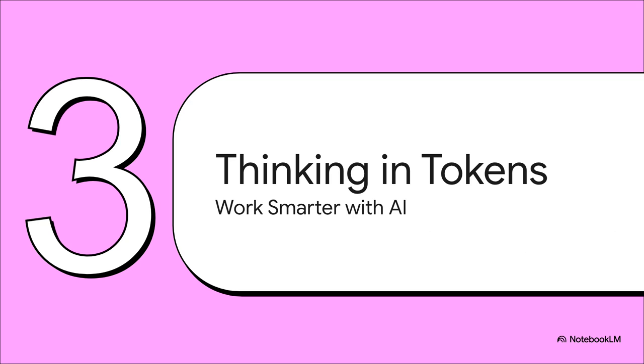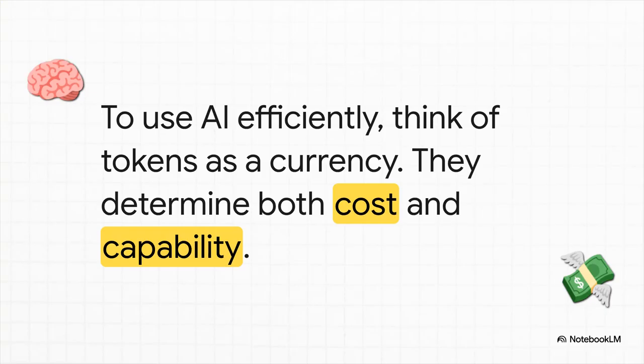Okay, so we know tokens are about cost, and we know they're about capability. So how do we take all this knowledge and actually work smarter with these amazing tools? The big shift is to start thinking in tokens. You've got to treat them just like a currency. They are your budget. Every single token you send and receive is an expense, and you have a hard cap on how many you can use at once. Getting that mindset is absolutely key to using AI well.